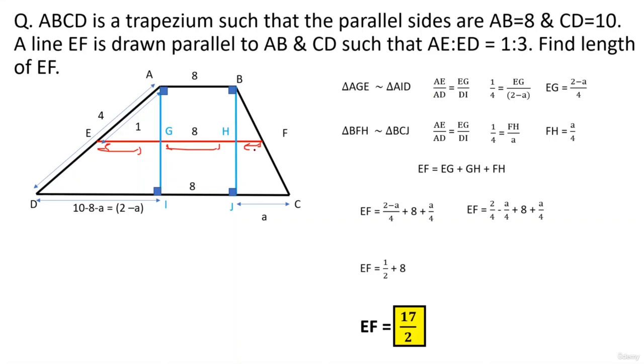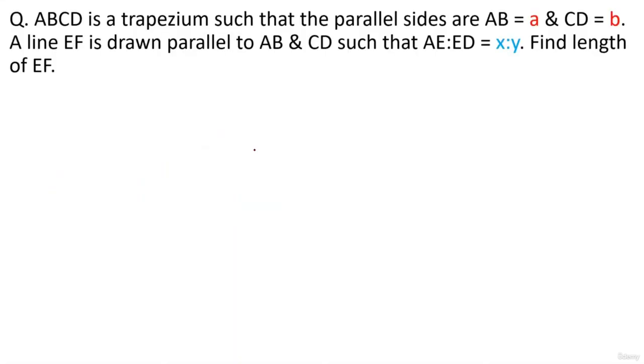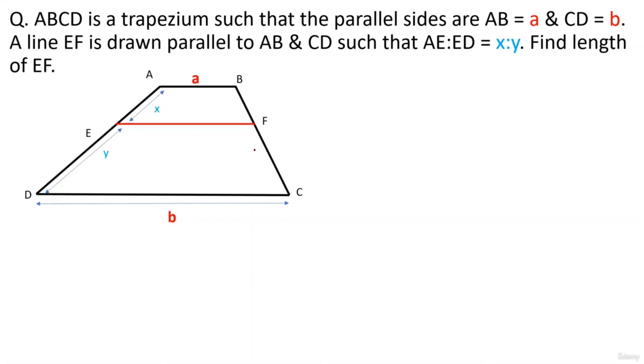Now, there is a very quick shortcut to solve all these questions. How? If ABCD is a trapezium, such that the parallel sides AB is A and CD is B. If EF is a line drawn parallel to AB and CD, such that AE is to ED is X is to Y, find the length of EF. In this case, guys, we have a very quick shortcut. I have shown here that the parallel sides AB and CD have lengths A and B units.